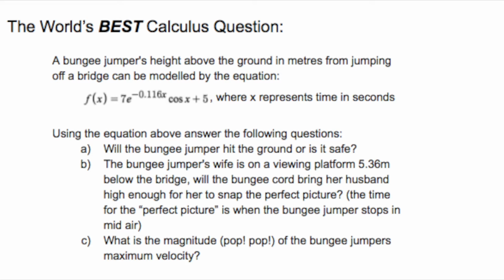A. Will the bungee jumper hit the ground or is it safe? B. The bungee jumper's wife is on a viewing platform 5.36 meters below the bridge. Will the bungee cord bring her husband high enough for her to snap the perfect picture? The time for the perfect picture is when the bungee jumper stops in midair. C. What is the magnitude of the bungee jumper's maximum velocity? So now that we've read the question, we're going to get into part A.